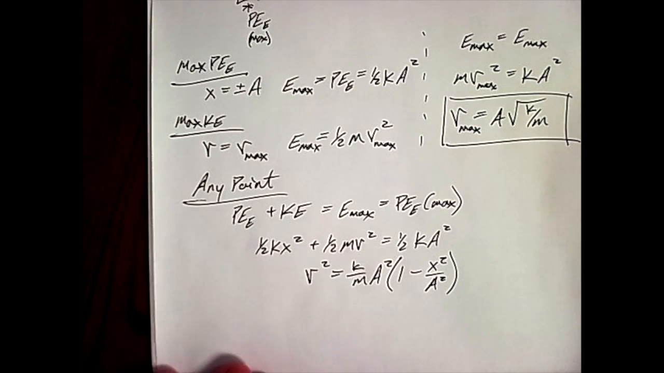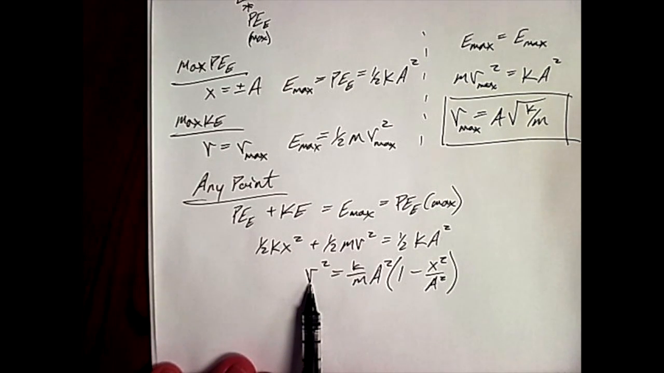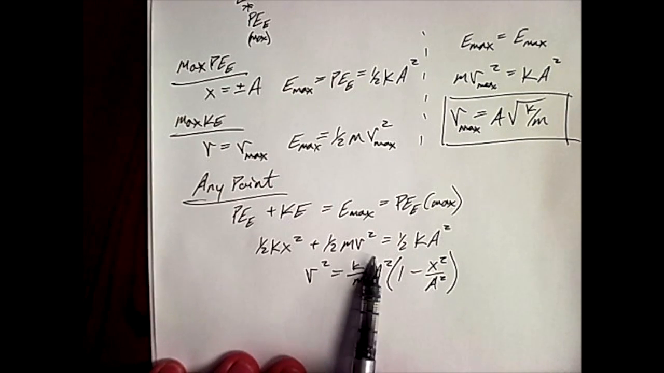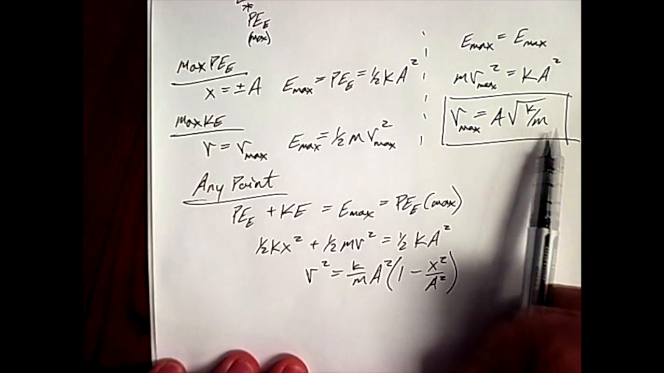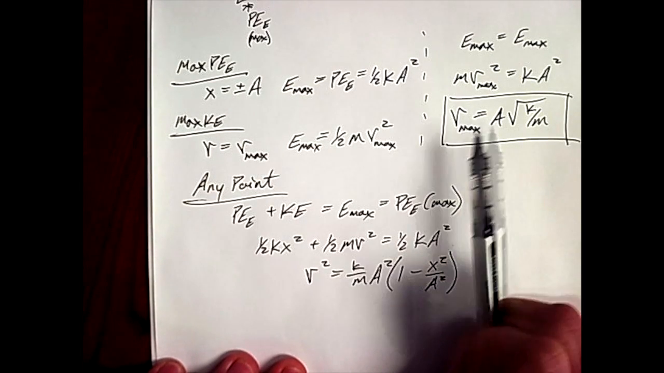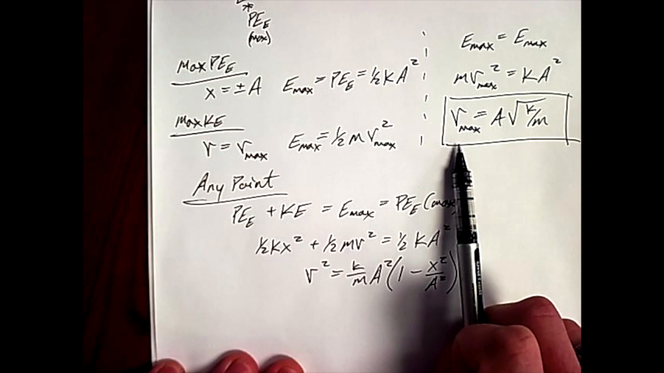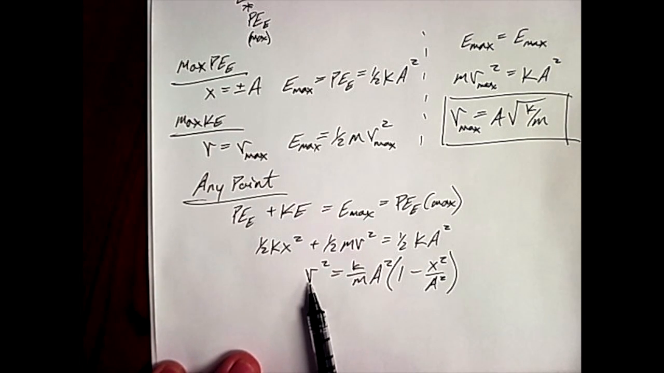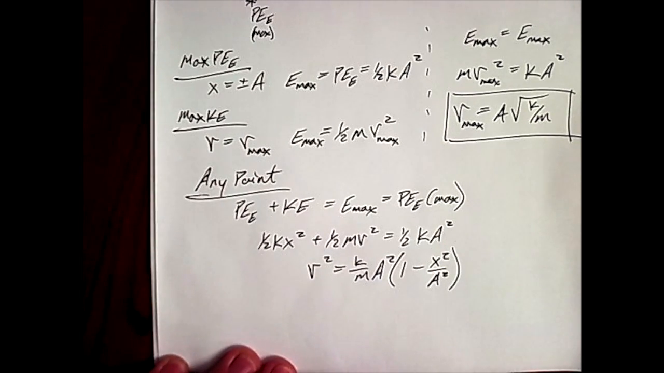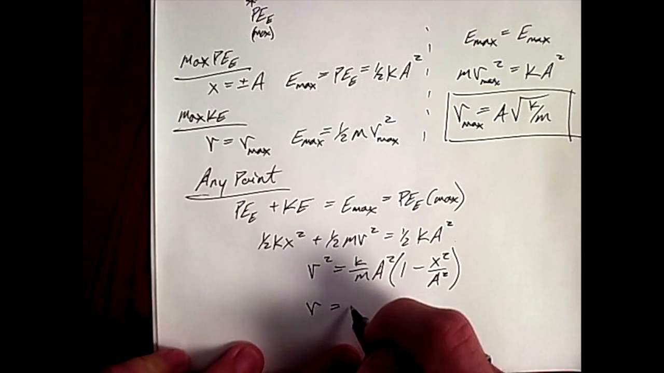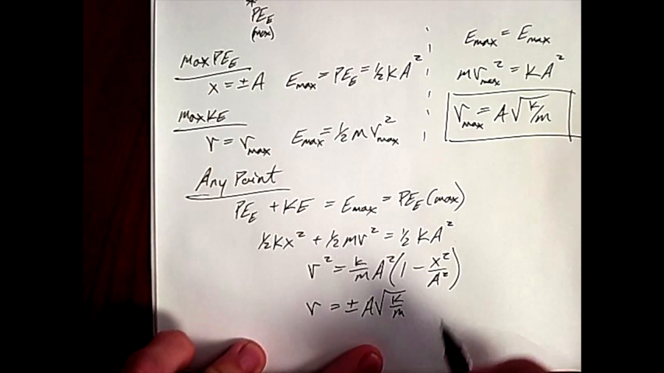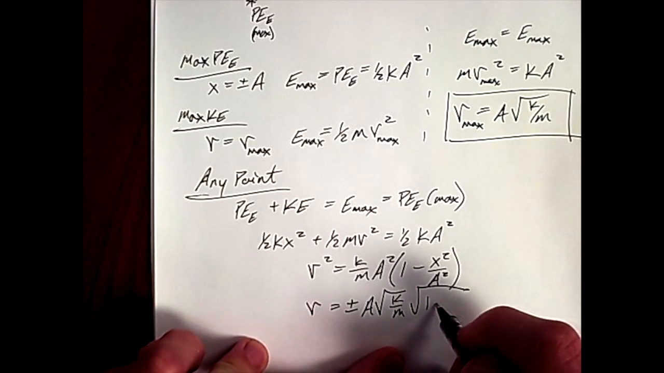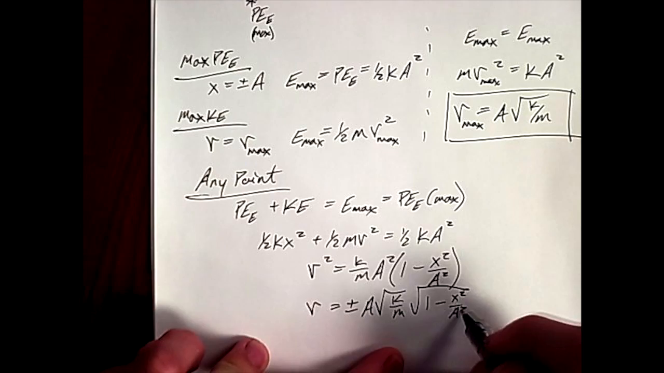calculation. But the reason why we did that is when we take the square root to get v, we get the square root of k over m a squared times the square root of this. And k over m square root times a is the maximum velocity. In other words, the original velocity can be depicted as a function of the maximum velocity. Right? So this becomes v equal to plus or minus a times the square root of k over m times the square root of the quantity 1 minus x squared over a squared.